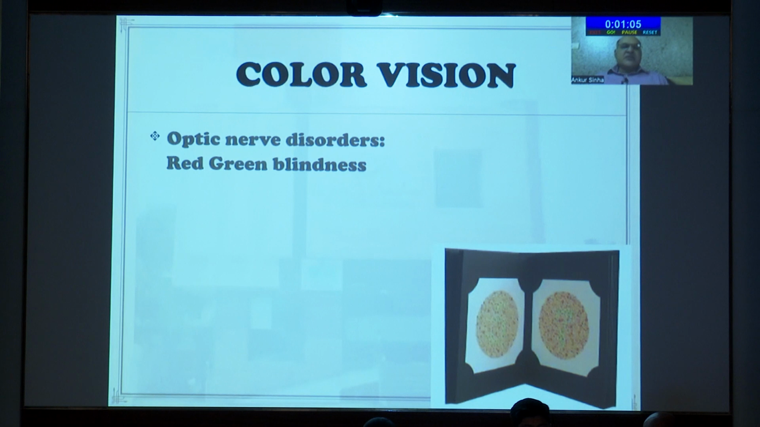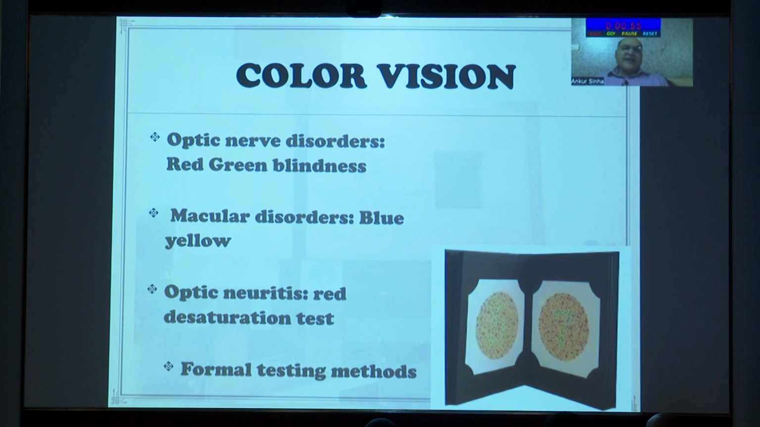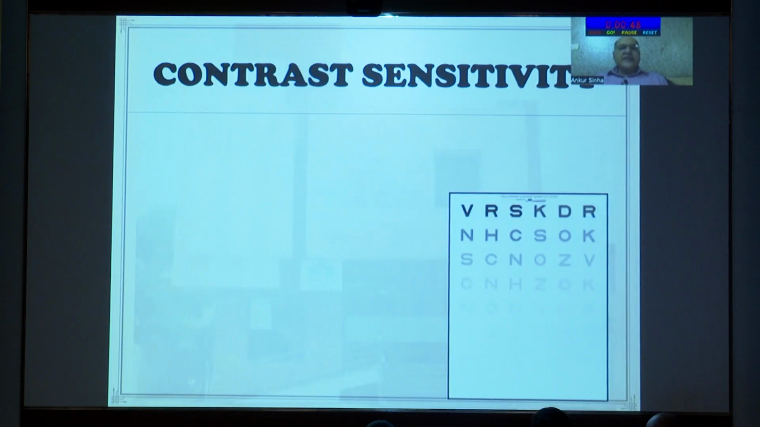Color vision is an important test. In optic nerve disorders, we have red-green color blindness, while in macular disorders, we have blue-yellow. And in optic neuritis, we have the red desaturation test, where we show a bright red color to either eye. And formal testing should be done with the help of Ishihara or any other test.